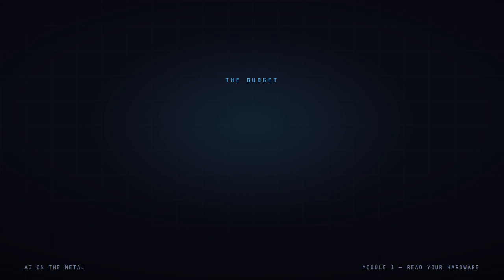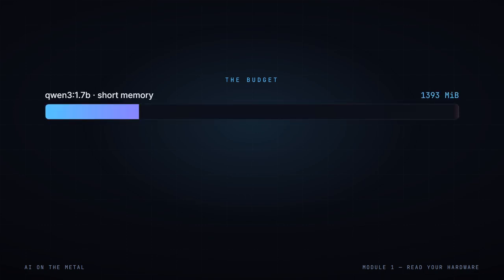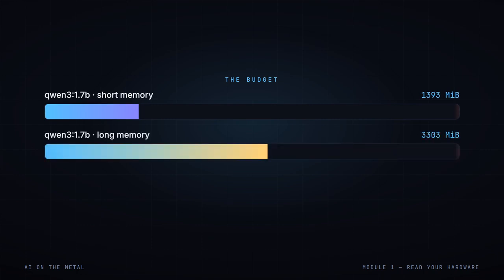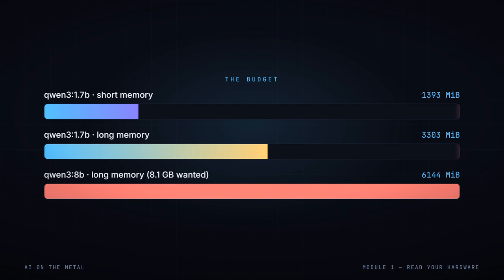So here is the budget drawn to scale. The whole card is 6 gigabytes. A small model takes 1.4, comfortable, plenty of room left. But that same small model asked to remember more takes 3.4. It more than doubled, and we did not change the model at all. And the 8 billion model does not fit at all. It wants more than the card has.